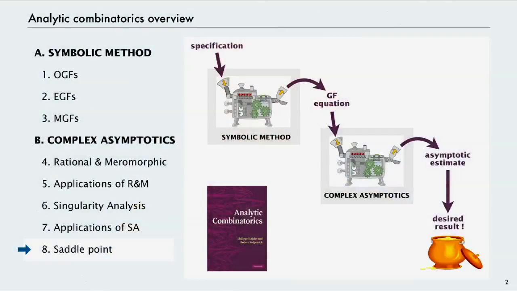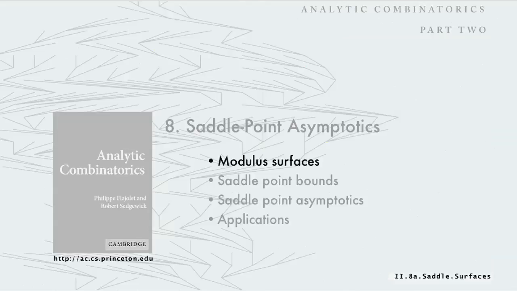Today we're going to talk about saddle point asymptotics, which is where we turn to estimate coefficients for generating functions that have no singularity. This is the final step in complex asymptotics. It's the last way to get a quick asymptotic estimate of generating function coefficients according to our standard overview.